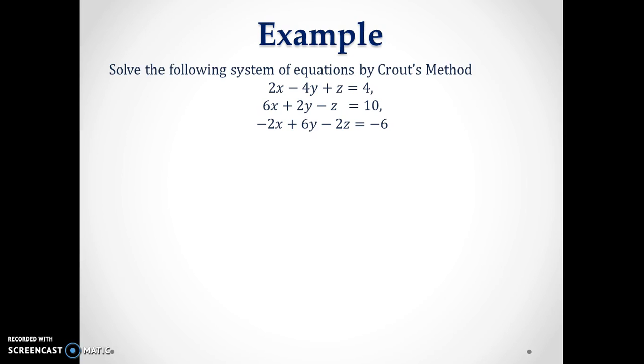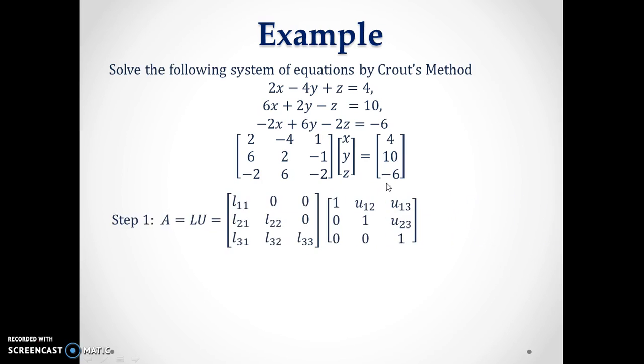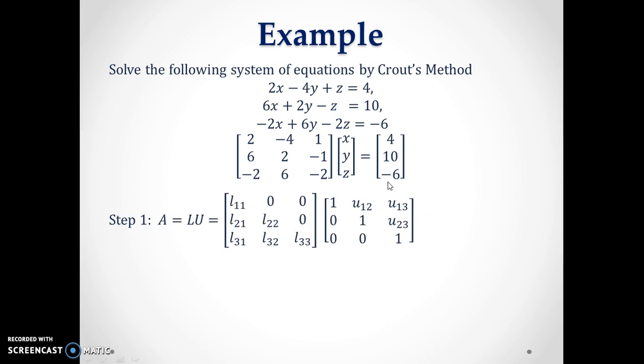So let us take one small example. Again, for simplicity, I am going to consider the system of three equations in three unknowns. So the next step is to write this system as a matrix equation, and you can see that I have written this system as a matrix, the coefficient matrix A, and the solution matrix X, and the constant matrix B.